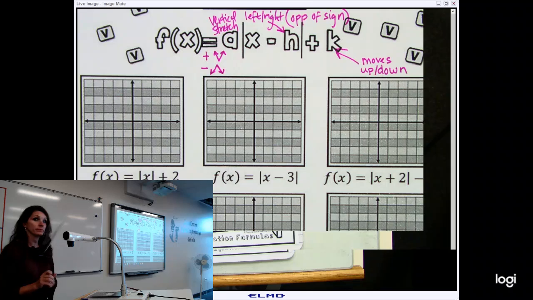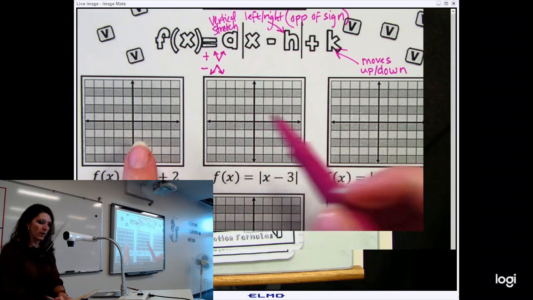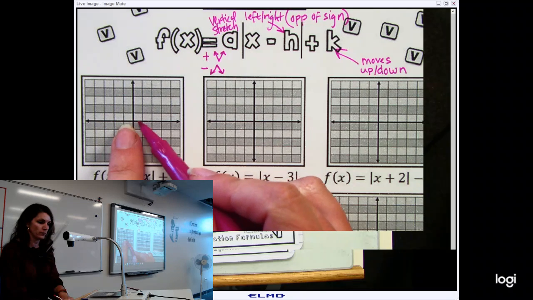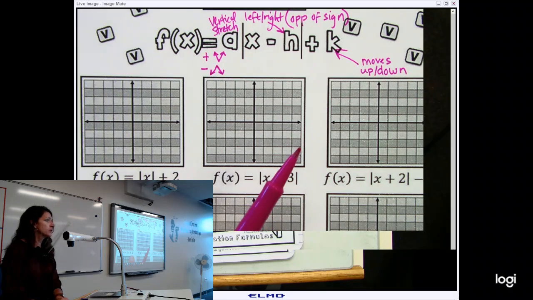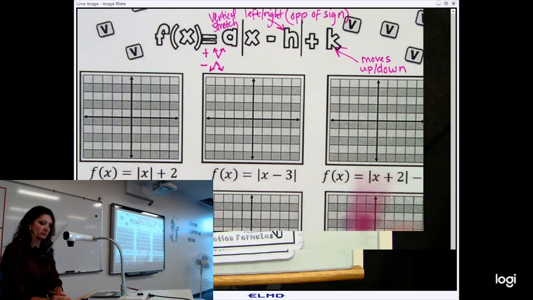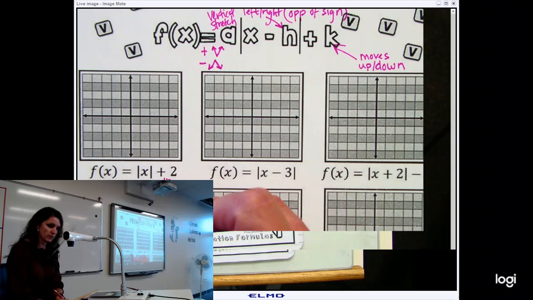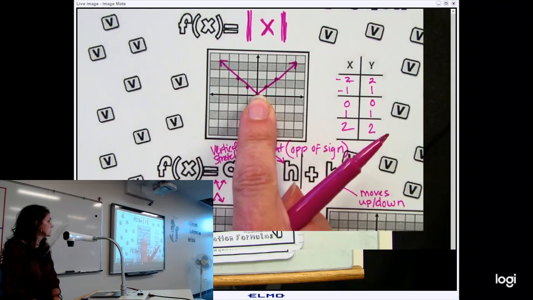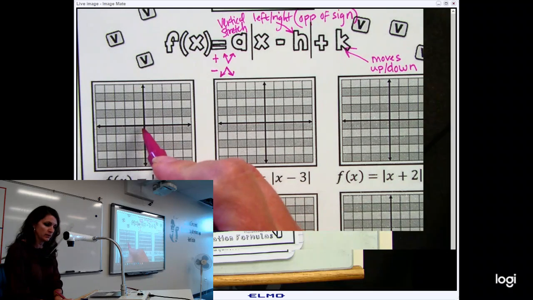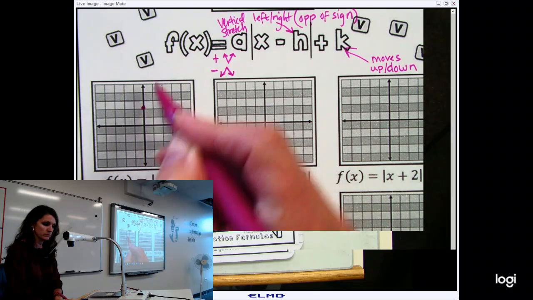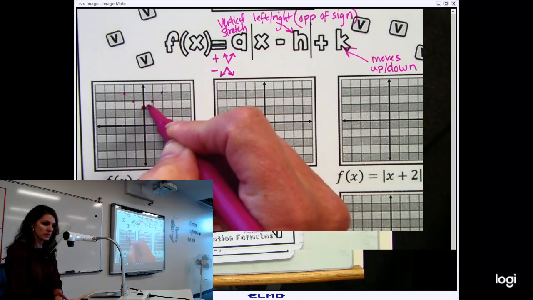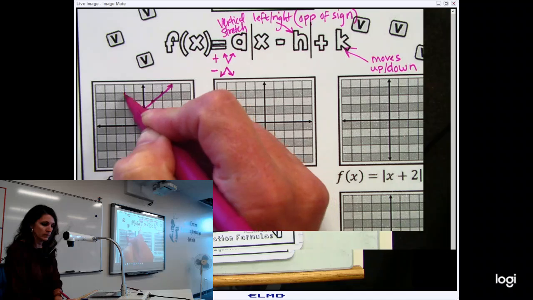Ready? Okay. So I know my parent function would sit right here on the origin, and I'd have a slope of over 1, up 1. What does this +2 do to that parent function? Moves it up how many? All right, so I'm just going to remind myself that this is up 2. I like to go from the vertex right here. That's easiest for me. And I'm just going to shift it up 2, and then I can draw my V. And you will be able to do this in your homework as well. It makes it pretty friendly.